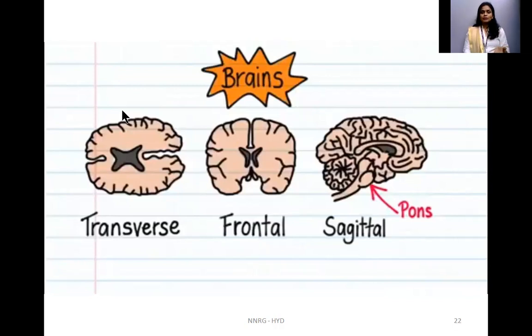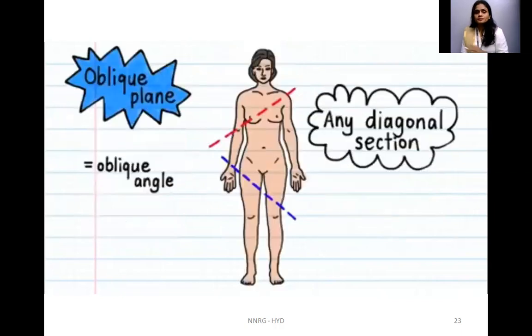For example, when you cut the brain in different planes: with a transverse cut the brain looks like this, with a frontal cut the brain looks like this, and with a sagittal cut the brain looks like this. You can observe that the pons of the brain is not seen in both of these sections. You can see the pons in the sagittal section only. That's the reason you need different types of sections, depending on what part is to be visualized or analyzed. Depending on that, different cuts are given to the body or the organ.